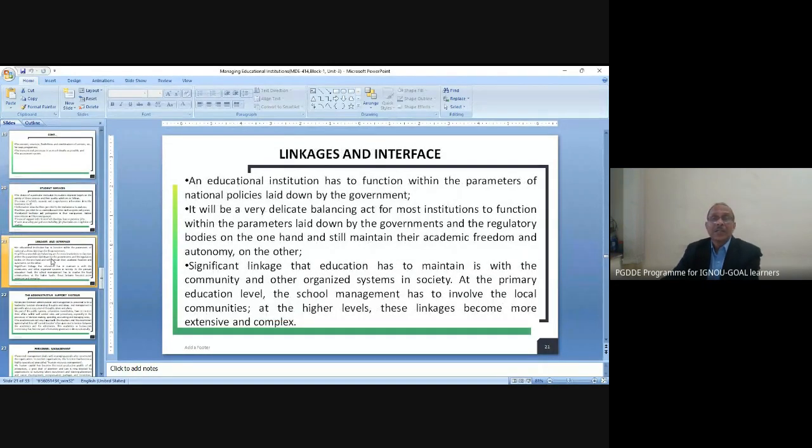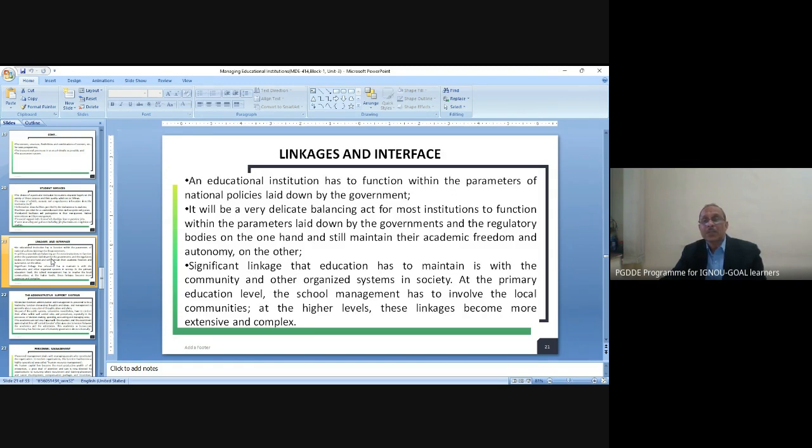And then the linkages and interface. As I said, an institution cannot be isolated. Education institutions operate in the broader social system, the broader society. So it's an integral part of any society. It cannot operate in isolation. It has to have linkages with the government, with the industry, and with the other agencies involved. That's why the linkages and interface with other agencies are important. If the institution says that I don't want to have any connection with the industry, particularly a higher education institution, it cannot operate without its linkages with other agencies.